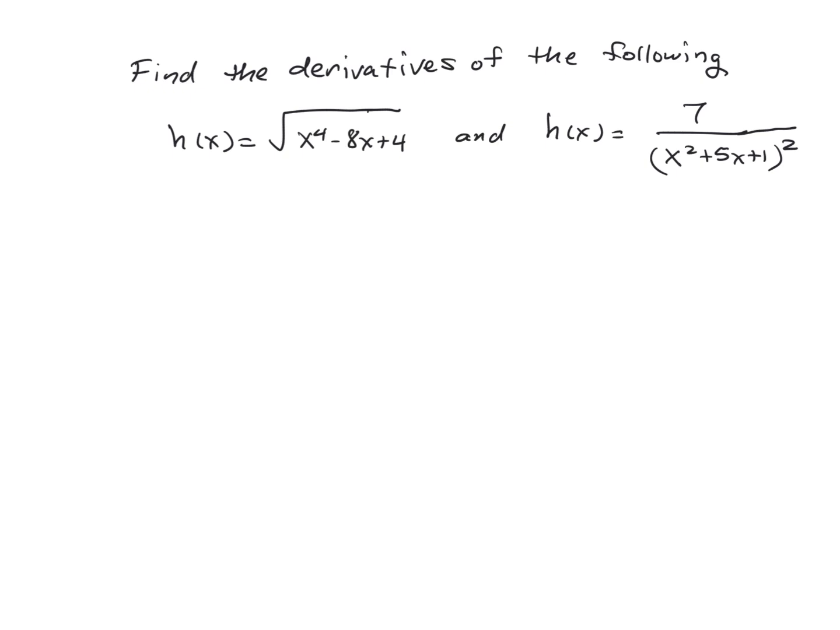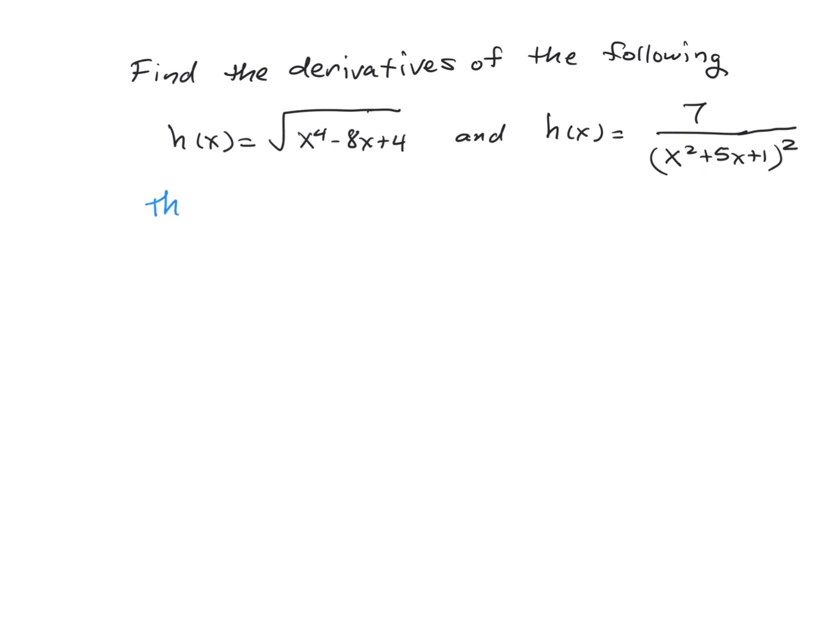Okay, so in this video, we want to find the derivatives of these two functions. h of x is the square root of x to the fourth minus 8x plus 4, and h of x is 7 divided by x squared plus 5x plus 1 quantity squared. And so these problems here require the chain rule.